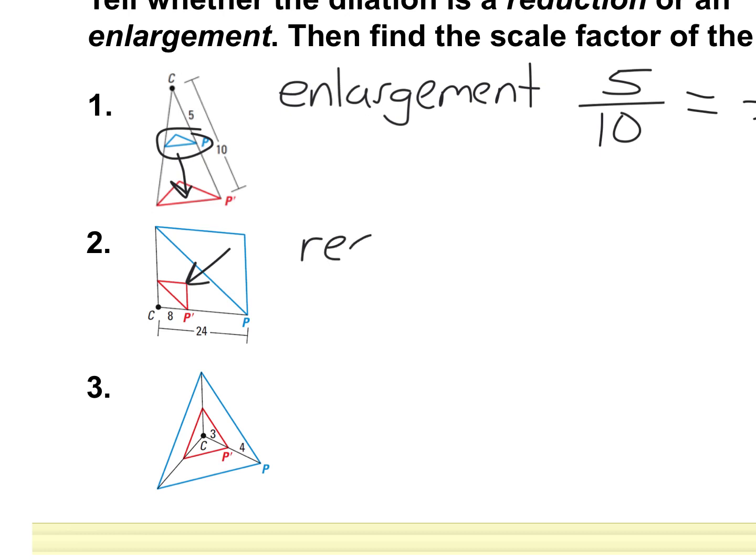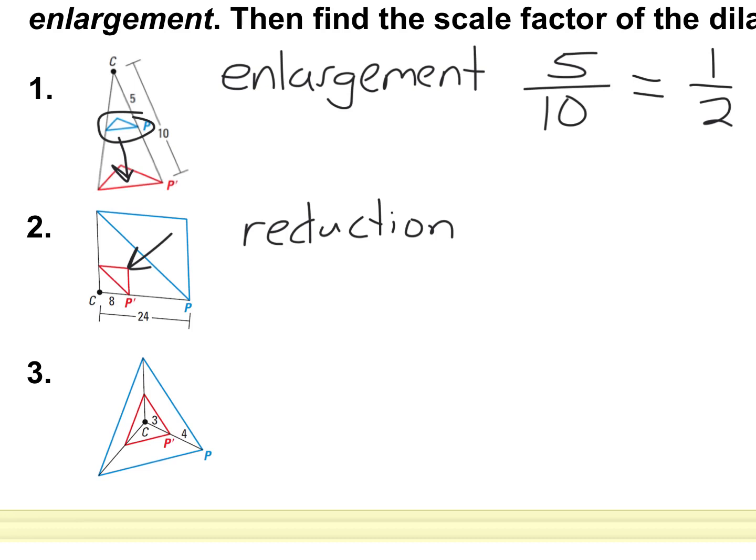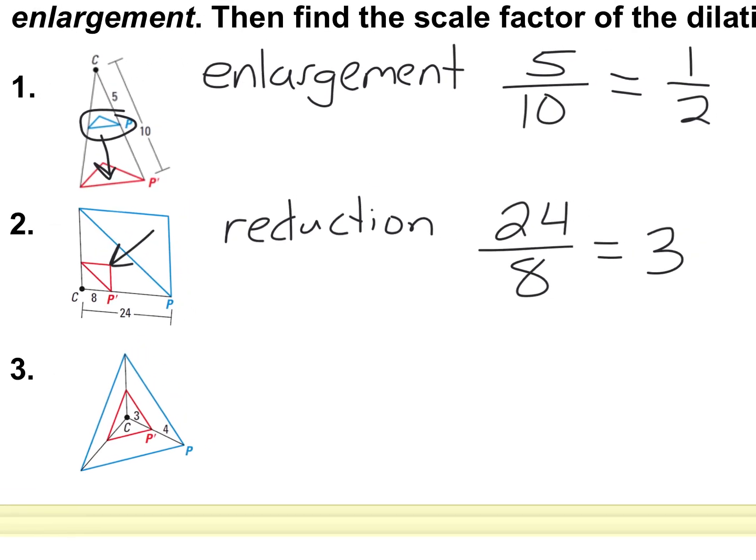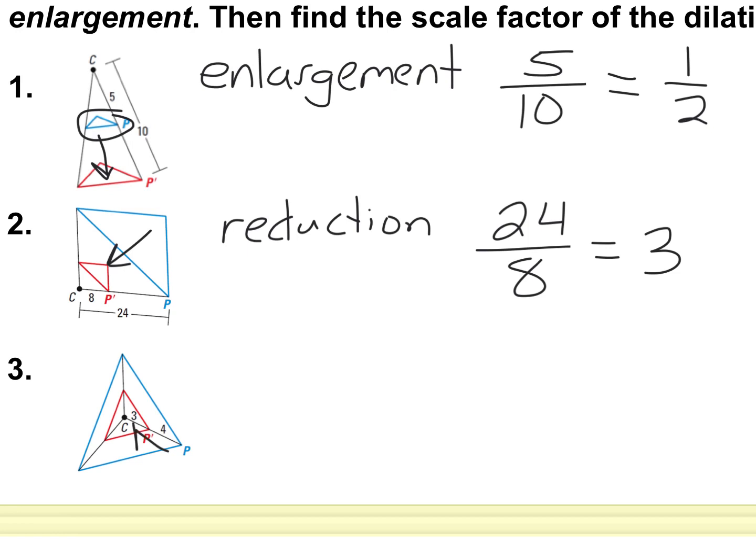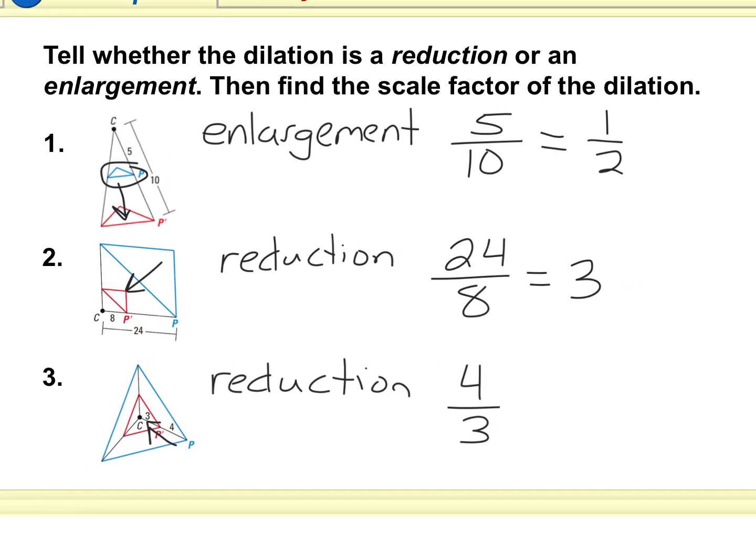What about number 2, reduction or enlargement? Reduction. What was our original length? 24, and now it's 8. What does that give us? You get 3, right? Last one, reduction or enlargement? Reduction again. Then what was our original length? 4. New length? 3. Can we do anything with that one? No. Any questions on dilations and scale factors? Okay.